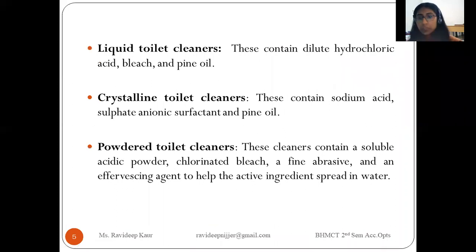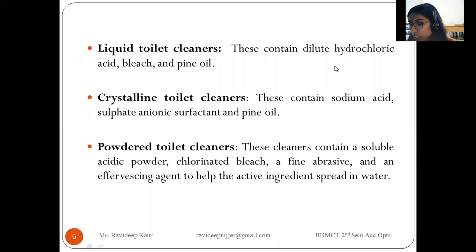So first, which we have is toilet cleaner. So these are the three types of cleaners we have studied: liquid, powder, and crystalline. So first, liquid toilet cleaners.